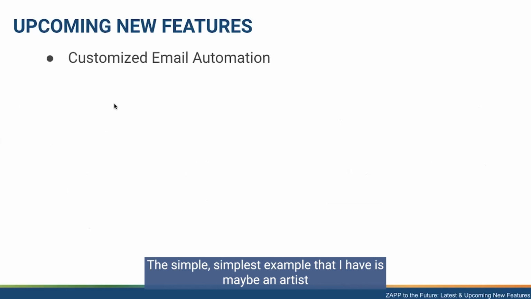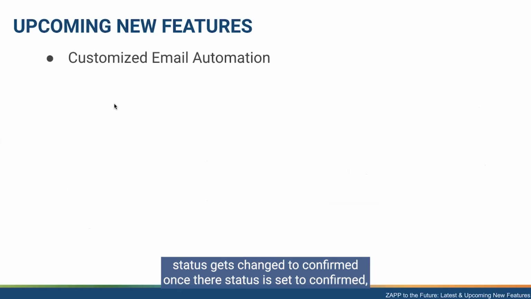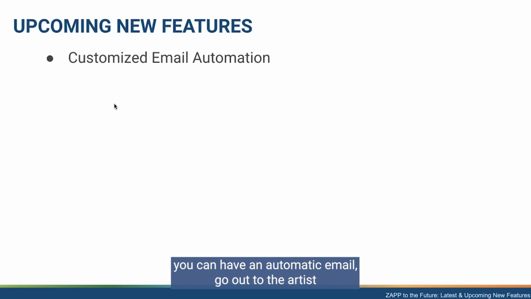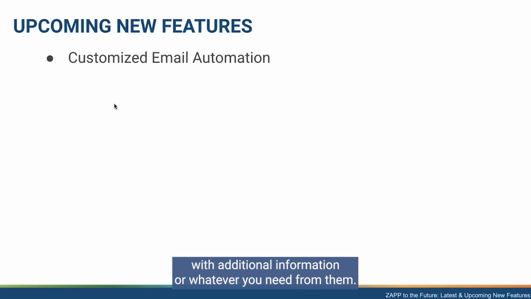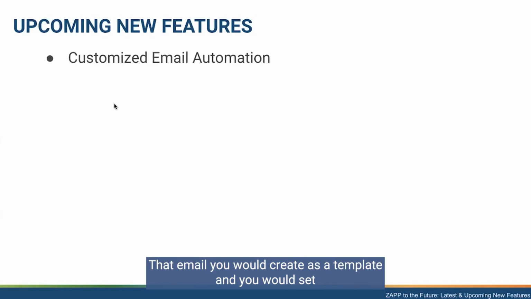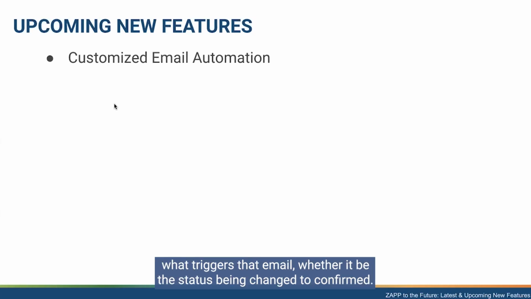The simplest example that I have is maybe an artist's status gets changed to confirmed. Once their status sets to confirmed, you could have an automatic email go out to that artist with additional information or whatever you need from them going forward. That email you would create as a template and you would set what triggers that email, whether it be the status being changed to confirmed. Maybe once they pay a certain fee, an email goes out to them.